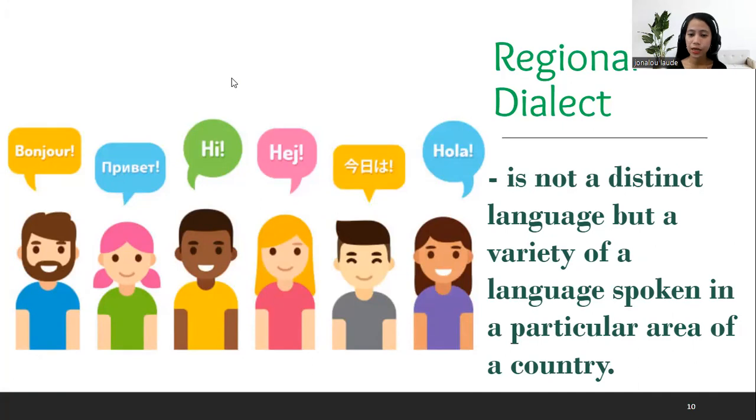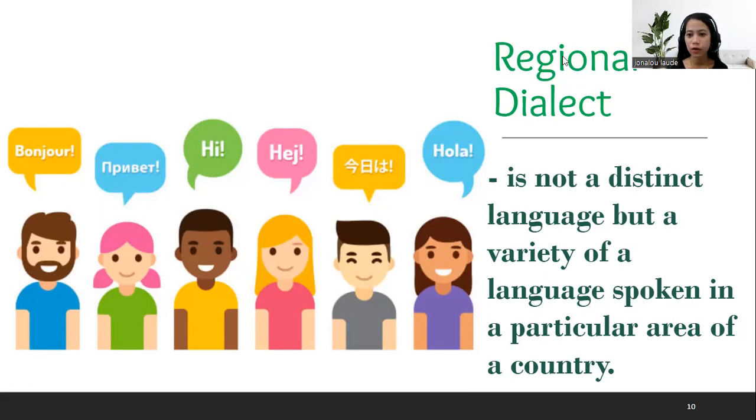In our place, since we are region 7, the language or dialect spoken is Bisaya or Cebuano. If you are from region 1, their language is Pangasinense, Ilocano.